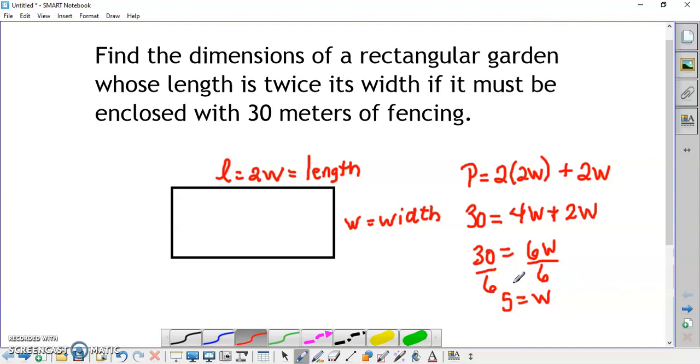We were asked to find the dimensions of the garden, so W equal to 5 does not answer the question. If W is 5, my width would be 5 meters. Since my length is twice my width, the length would be twice the 5 meters, or 10 meters. Therefore, the dimensions of my garden are 10 meters by 5 meters.